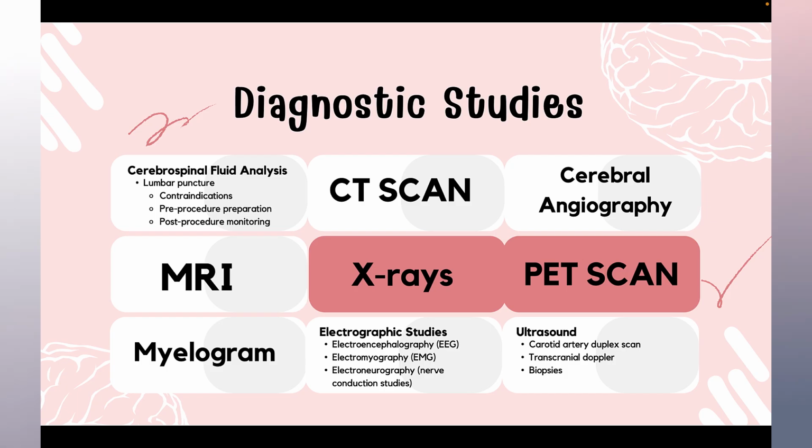Then the next one is just x-rays. There's not a whole lot to an x-ray. We know that it's just something that is used to look at bones. It can't really visualize anything else. Typically, we would just use it to look for a skull fracture or a spinal fracture. There's no prep for it. There's no monitoring really after it. So it's a very simple, easy thing to do.